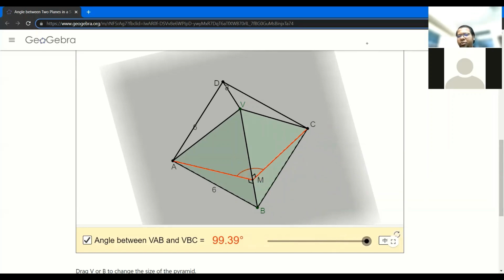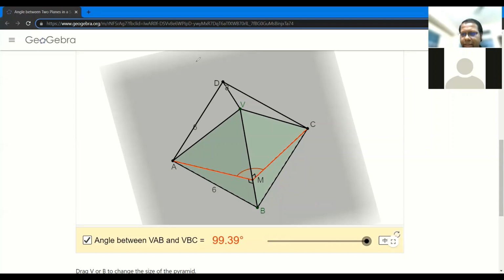to 99.39 degrees. Now if the question is like that, you have to find the angle between two surfaces which are adjacent like this, how will you do it? So the first approach will be, you want to find the angle between these two surfaces. So from one of the vertices, you need to draw a perpendicular line. This VB line is the connecting edge of these two surfaces.